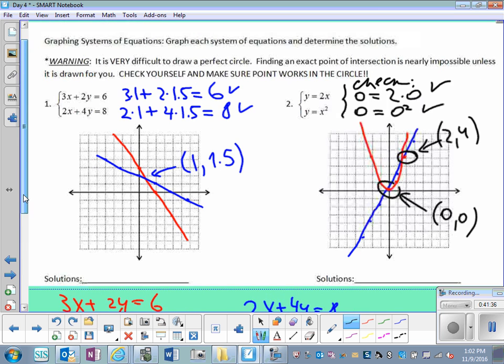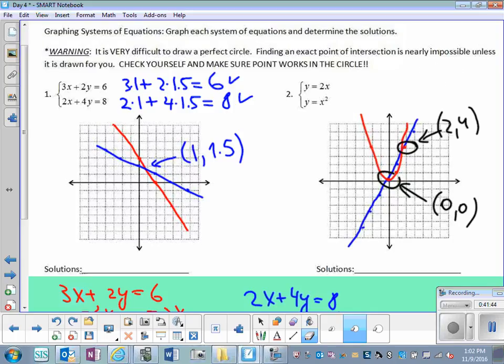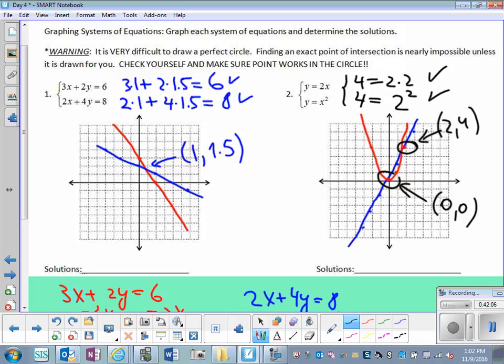Okay, so to check the second solution, let me just take this right here. I'll just do it in the same spot. Checking the second solution, 2, 4. So 4 should equal 2 times 2. Checks, right? 4 is y, 2 times x, which is 2. And for the second equation, 4 should equal 2 to the power of 2. Also checks. So the second point that we found also satisfies both equations. So all good. Or you could do this using a calculator.